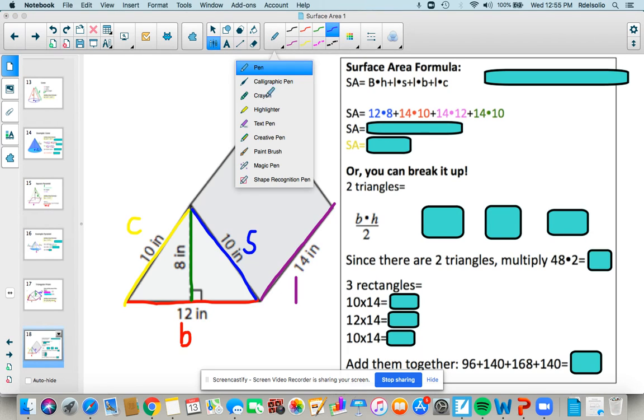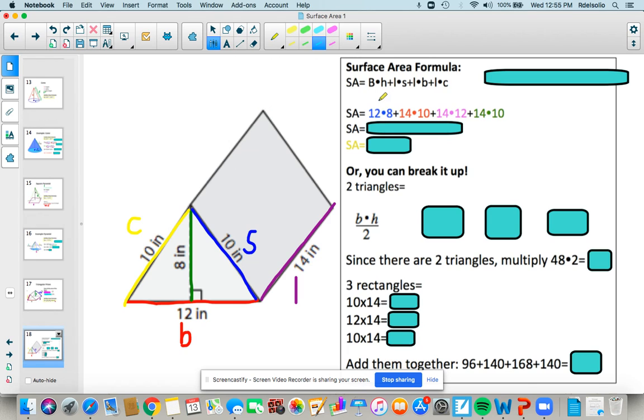So you have to follow PEMDAS. I see the operations of multiplication and addition. PEMDAS, P-E-M, M comes before D-A-S, so multiplication comes first. We're going to do all the multiplication first. So you're going to do 12 times 8, 14 times 10, 14 times 12, and 14 times 10.